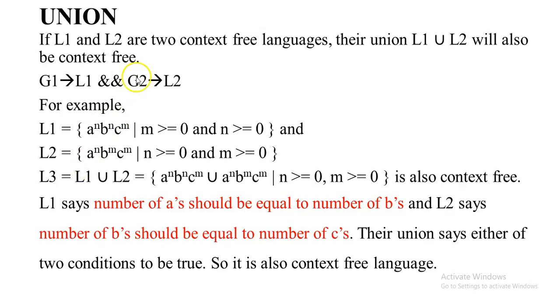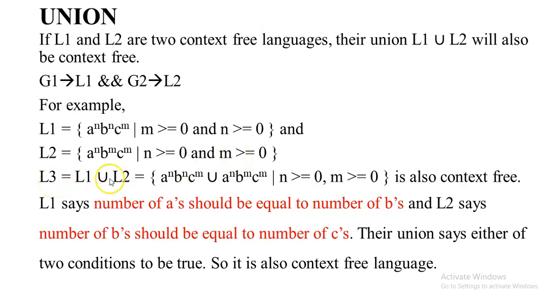If L1 and L2 are two context-free languages, their union, L1 union L2, will also be context-free. A grammar G1 generates a language L1 and a grammar G2 generates a language L2. For example, L1 is a^n b^n c^m, where m is greater than or equal to 0 and n is greater than or equal to 0. L2 generates the language a^n b^m c^m, where n is greater than or equal to 0 and m is greater than or equal to 0.